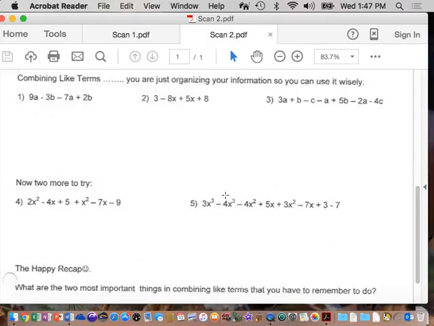For homework? No, right there. Combining like terms, today's lesson, front side. Try numbers 1 and 2. I will go over those answers with you in just a minute.